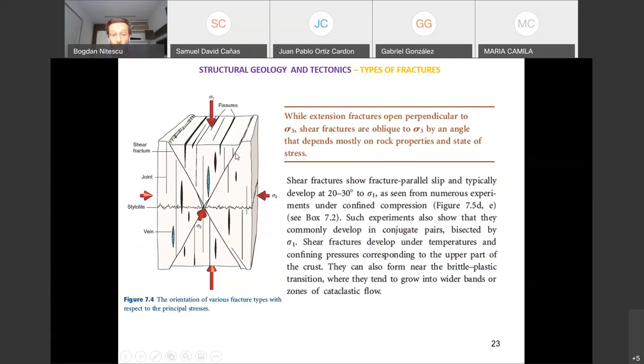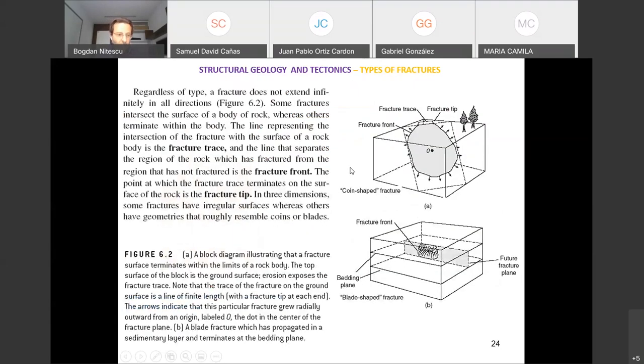And they form in conjugate pairs. We'll see examples of conjugate pairs of shear fractures, all right? So that's the idea with fracturing volumes of rocks. Now, finally, just this and we are done. In 3D, how should we imagine a fracture? Because the fracture will not go on infinitely. It must end somewhere. So how does it end?